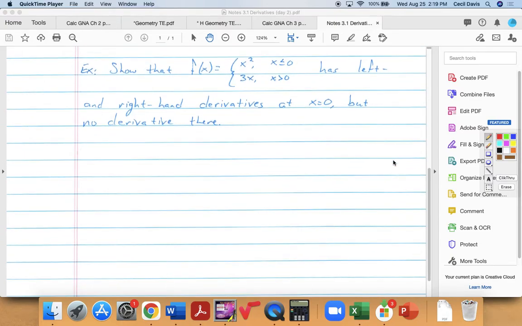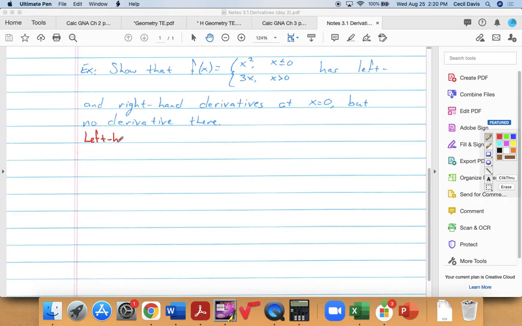Okay, so let's look at one that's pretty similar to the one we just did. Show that f of x equals x squared for x less than or equal to 0 and 3x for x greater than 0 has left-hand and right-hand derivatives. It's different than the one that you guys asked about, because that one had no right hand, but it had a left hand. This one is going to have a left hand and a right hand, but they're not going to agree with one another. Okay? So let's start with the left hand.